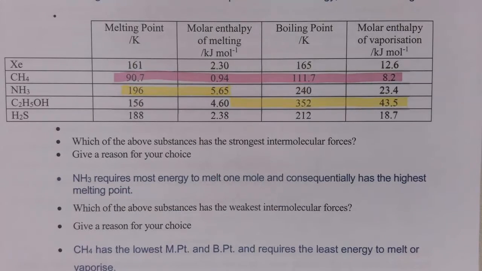Of the molecules in the table, we can say that ammonia has some of the highest, or the strongest, intermolecular forces. Why? Because it requires the most energy per mole to melt. Whereas on the other hand, methane is one of the lowest, as it requires the least amount of energy to melt or to vaporize. Another molecule with strong intermolecular forces would be ethanol, as it has again a relatively high molar enthalpy of melting and molar enthalpy of vaporization.